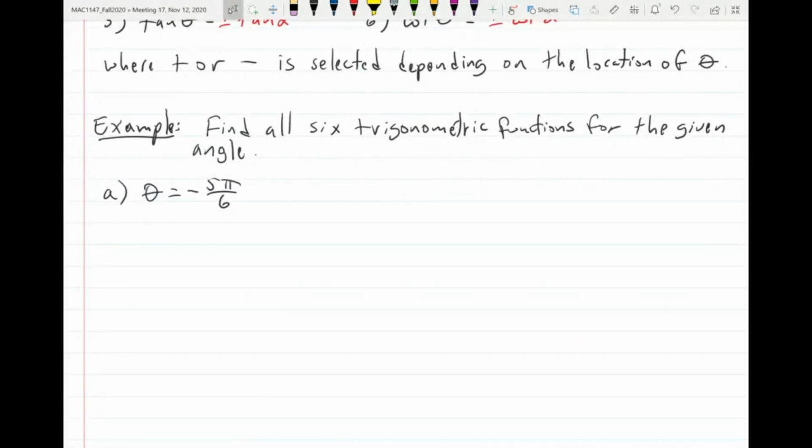Okay, so first let's try to figure out in what quadrant this angle is. Can anybody tell me what quadrant this angle is? I'm gonna draw a little picture of it. Let's see, it's a negative angle. So what does this mean? Should we move clockwise or counterclockwise?